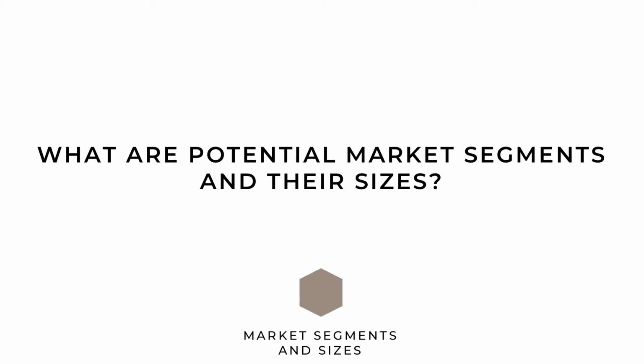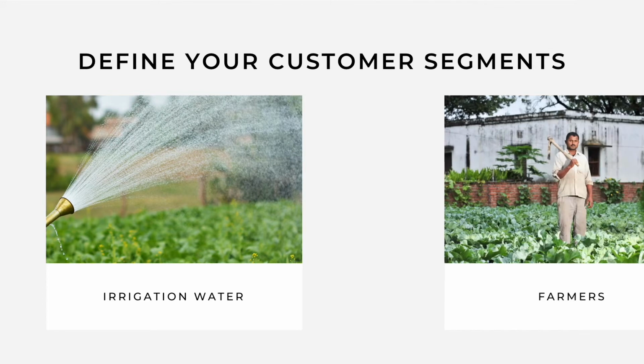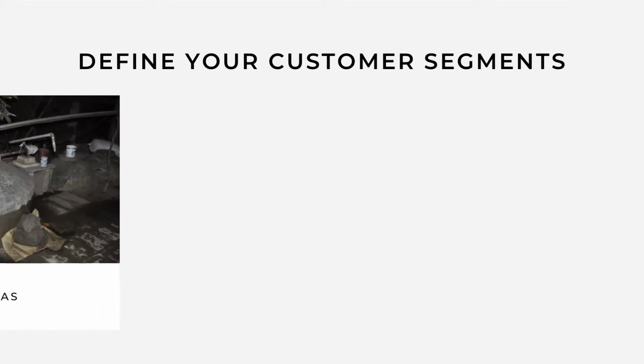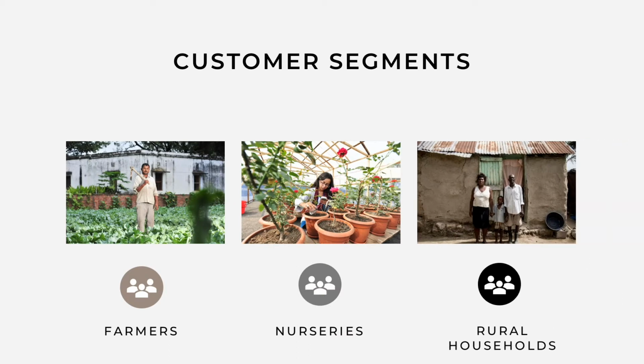First question is, what are potential market segments and their sizes? Before you can calculate the number of potential customers in the market, you need to define customer segments for your product or service. Intuitively, you've probably already thought about customer segments because you've identified the challenges that some of them face. So if you're selling irrigation water, you probably want to sell it to farmers. Your compost you might want to sell to nurseries, and the biogas may go to rural households. These farmers, nurseries or rural households are what we call customer segments.